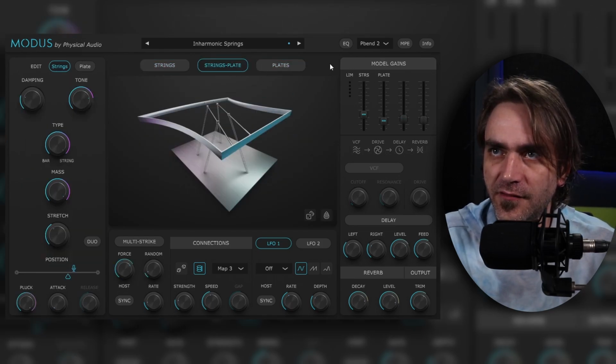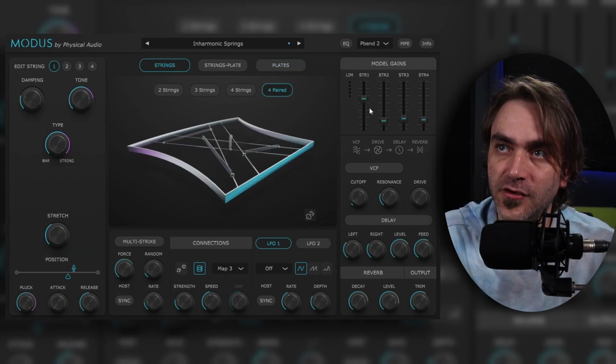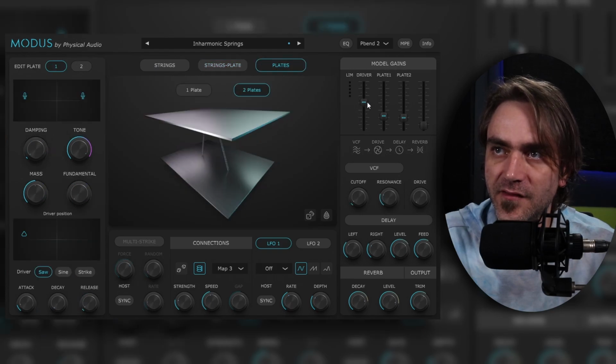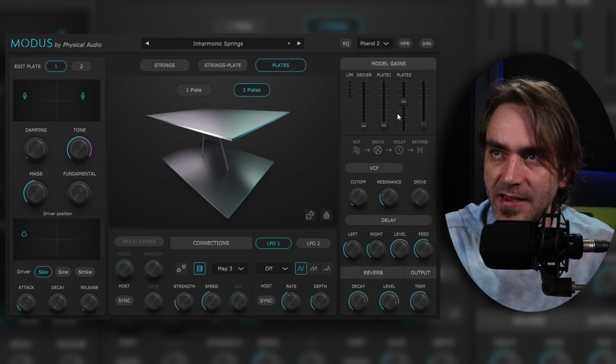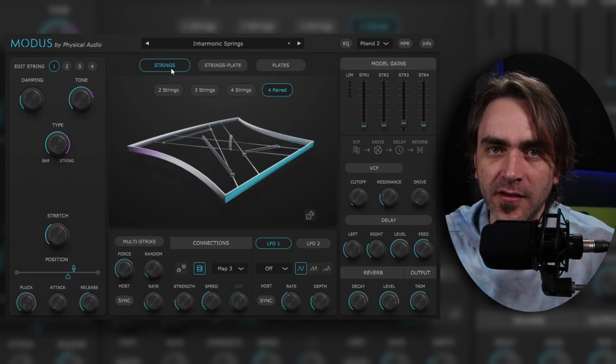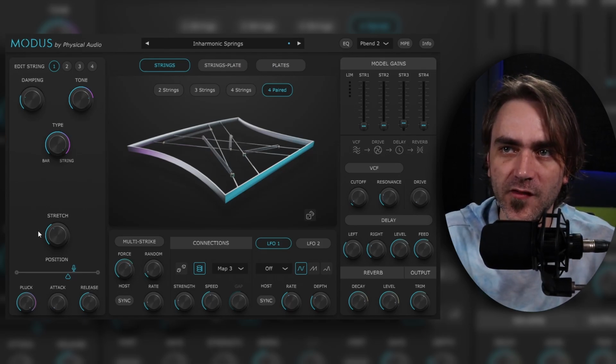Of course, there are different things that you can dial in on the mixer itself. For example, with the strings, you can mix in each of the strings individually, whereas with the plates, you can mix the driver itself as well as each of the plates. So you have individual mix parameters for each one, which I think is pretty interesting. So you can get some pretty diverse sounds out of this pretty simple interface.